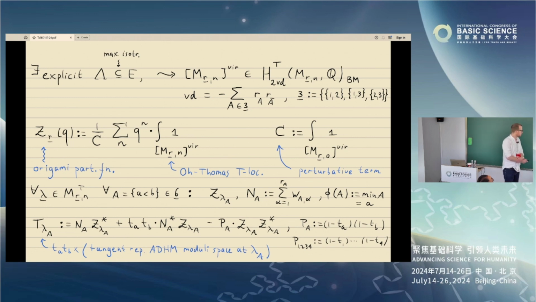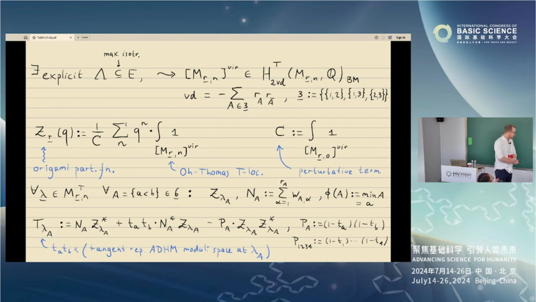Okay, so what we now do is we form the origami partition function. We equivariantly integrate 1 over these classes and put them into a generating series, and we normalize by the leading term, which is often called the perturbative term, where the instanton number is 0.